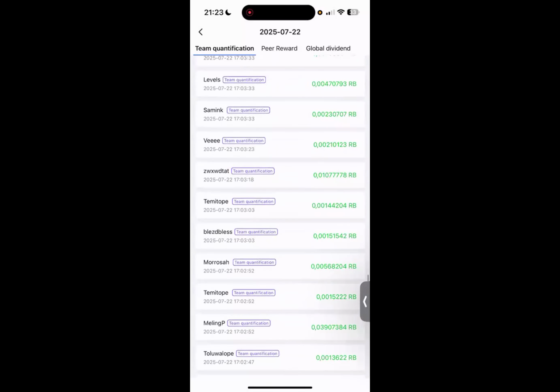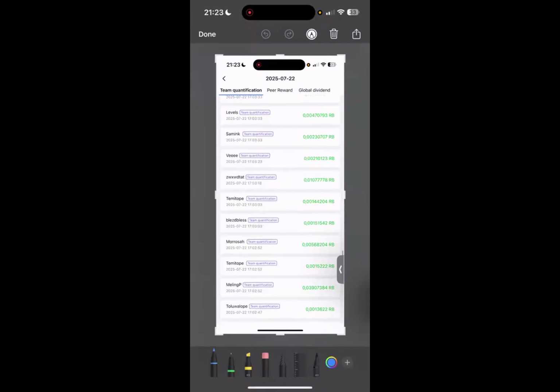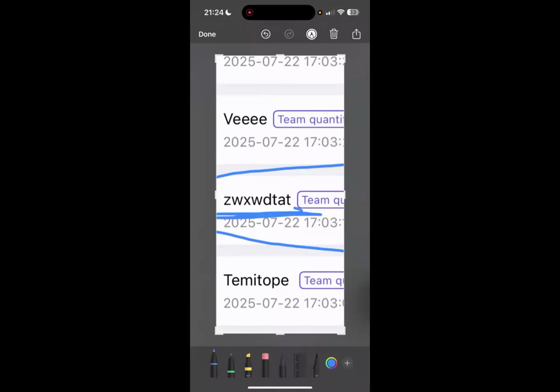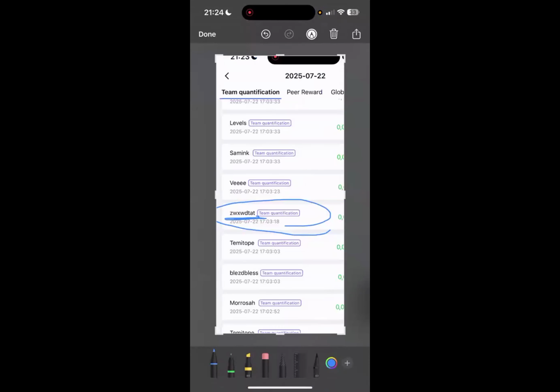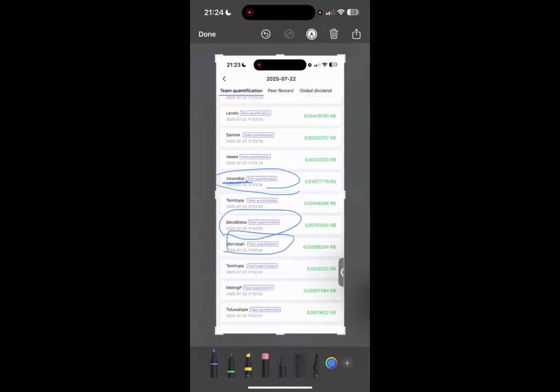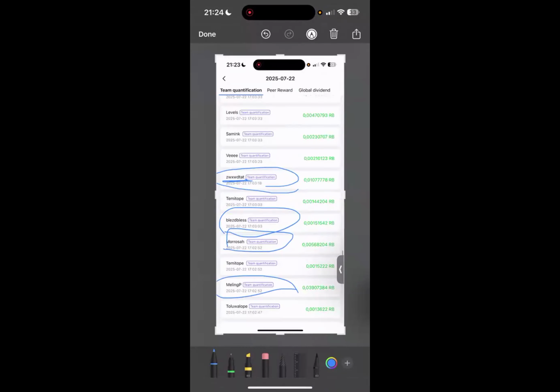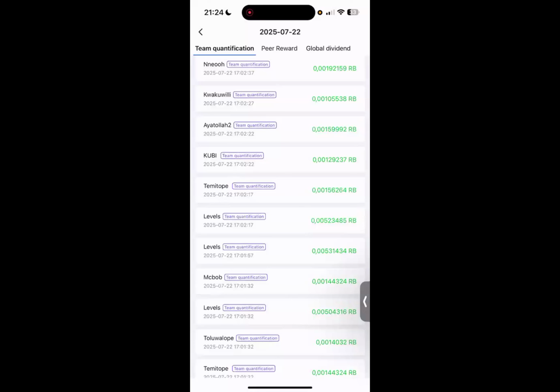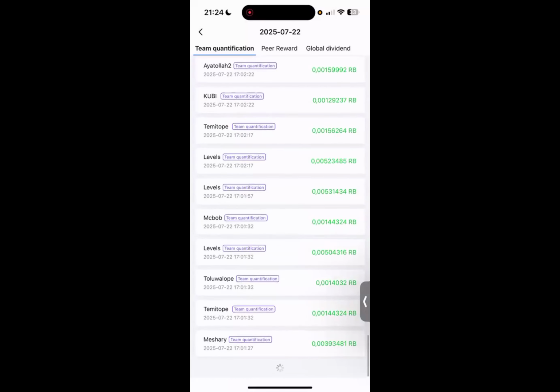Aha, this is one of the scapegoats I'm talking about. This name. How do we locate the person? How? ZWXWDTAT. You cannot even read it as a word. Okay, I know Blessed Bless is Pastor Joseph. Morosa, I know her. Melling P, I know her. You understand? So if I don't see Morosa, I'll be like, what's happening? Are you okay? Why am I not seeing your name? Are you not making profit again?